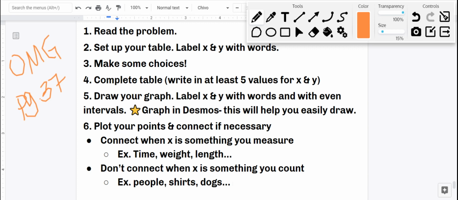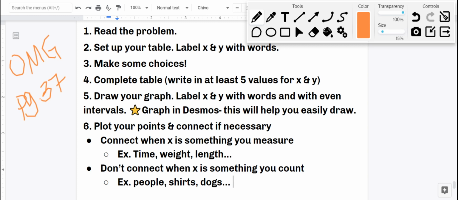And then you use that choice to create the rest of your table. So remember, you always need 5 values. You pick the x's yourself, so it doesn't matter what x's you choose as long as they're going to work out for your problem, okay? And then we're going to draw our graph just like we did in NAGS. We're going to label the x and y axis with words. We like to type this table into Desmos to find out what Desmos says to count on your graph by, but you could do it either way.